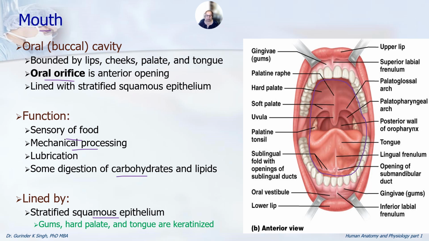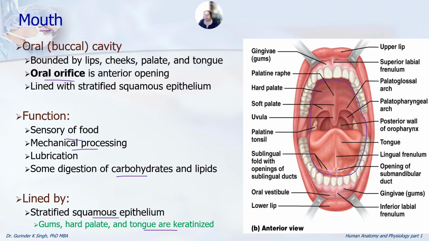So these are stratified squamous non-keratinized epithelium cells in your cheeks and gums. Now your tongue has keratinized cells. Although we keep our tongue wet by secretion of saliva in the mouth, again, think about and connect the dots that typically keratinized stratified squamous epithelium tends to be in dry areas, which is your skin.